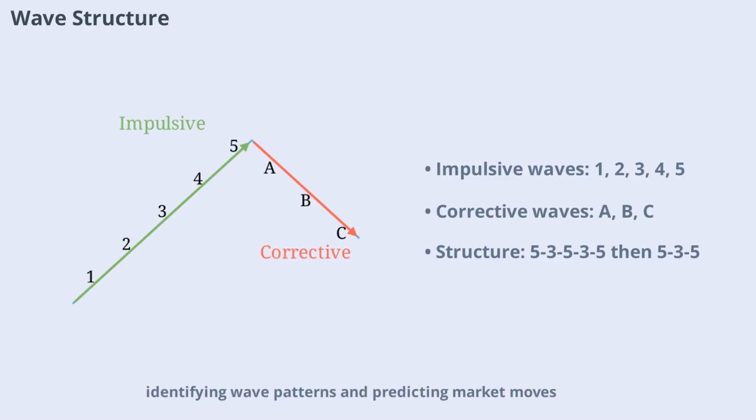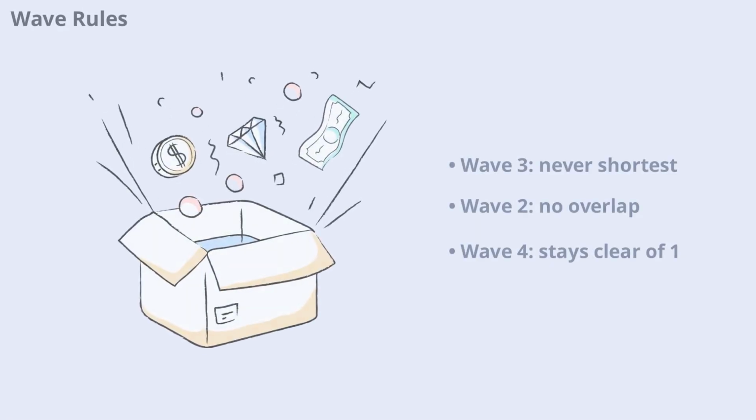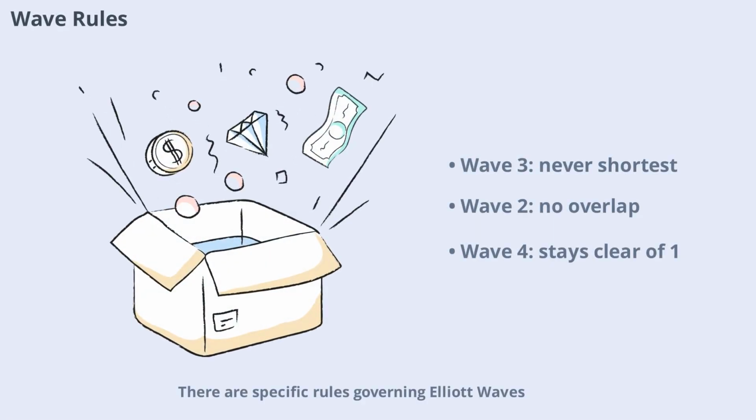Understanding this structure is key to identifying wave patterns and predicting market moves. There are specific rules governing Elliott waves. Wave 1 can be an impulsive 5-wave or a leading diagonal. Wave 3 is always impulsive and never the shortest. Waves 5 and C are always 5 waves but may be ending diagonals. Waves 2, 4, and B always subdivide into 3-wave corrections.